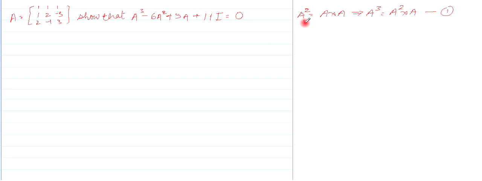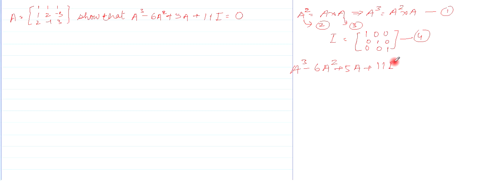Now the value of A square is already here. The value of A is already given to you, and identity matrix I is a matrix of order 3 by 3. The reason is matrix A is of order 3 by 3, so the identity matrix will also be of order 3 by 3. So now we have these four values. Then after that, we can put all these values in the given expression, plus 5A plus 11I, and the answer will be the null matrix, right? So this is the method.